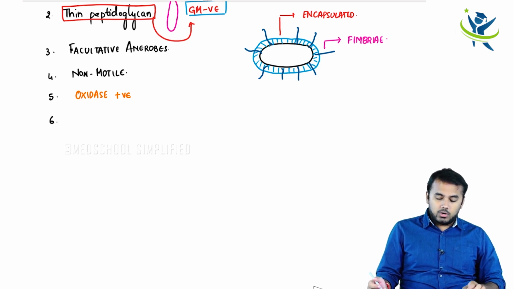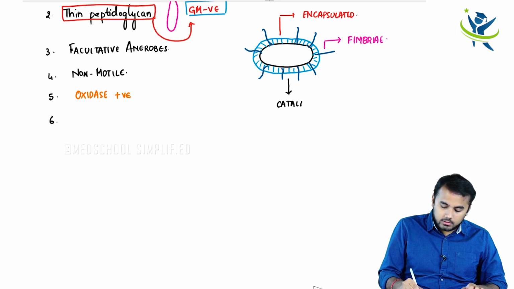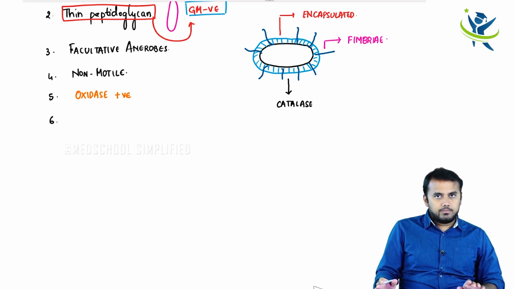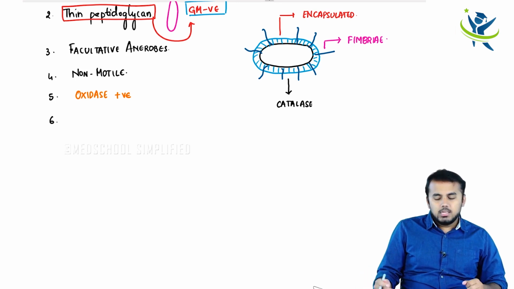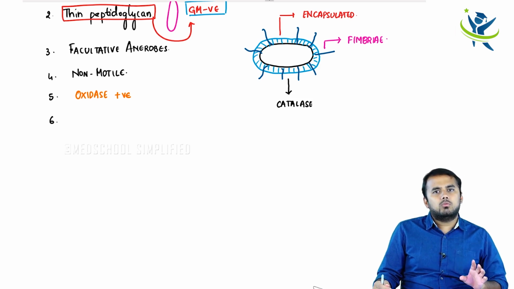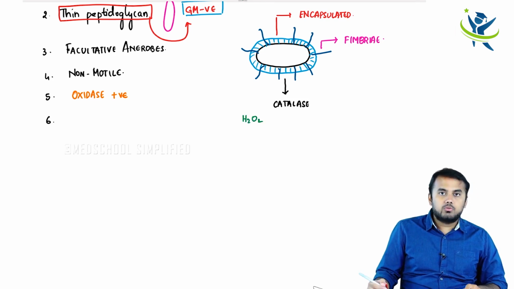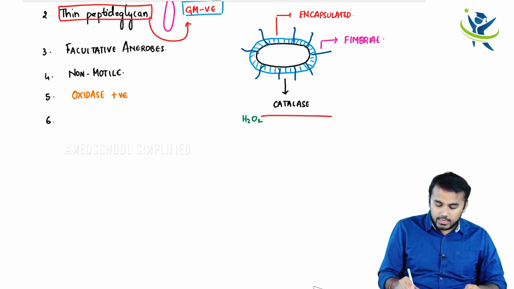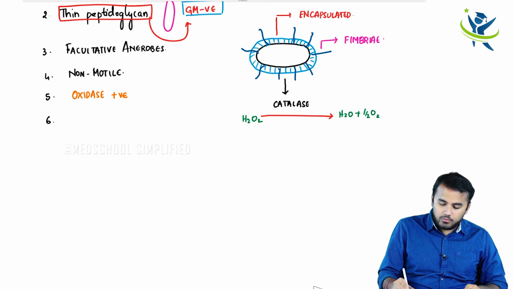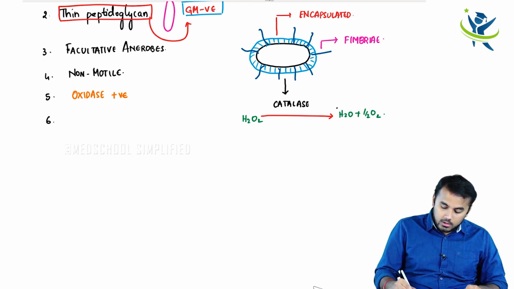What I wanted to discuss after drawing this picture is the enzyme catalase. Obviously this bacteria does not release catalase. Let us say, for example, this bacteria released catalase. All of you have to know the function of catalase, guys. Catalase will convert H2O2, which is hydrogen peroxide, into water plus half mole of oxygen.